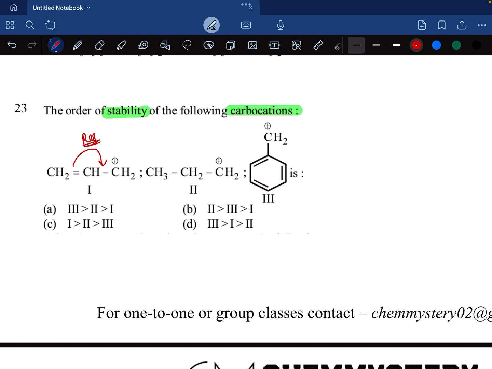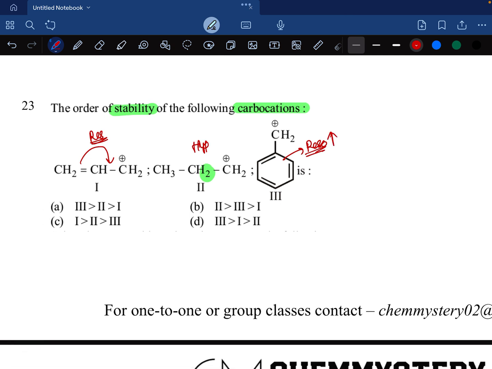Fine. In this case, what is providing the stability? The stability is provided by hyperconjugation. How many? 2. In this, stability is provided due to resonance. Fine. The number of resonance structures in the benzene ring is more than the resonance which is taking place in the straight chain. Obviously, ring stability will be more than the resonance in the straight chain.